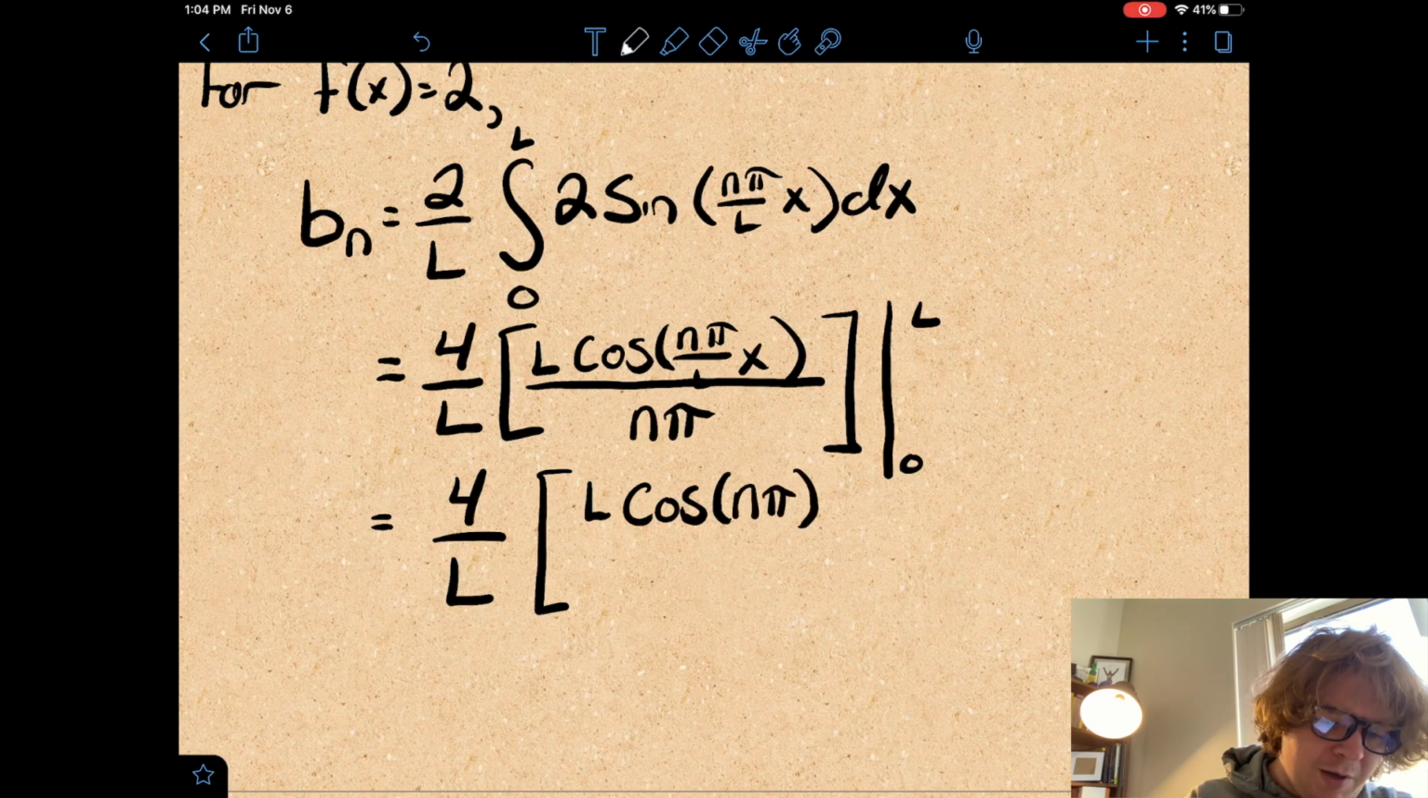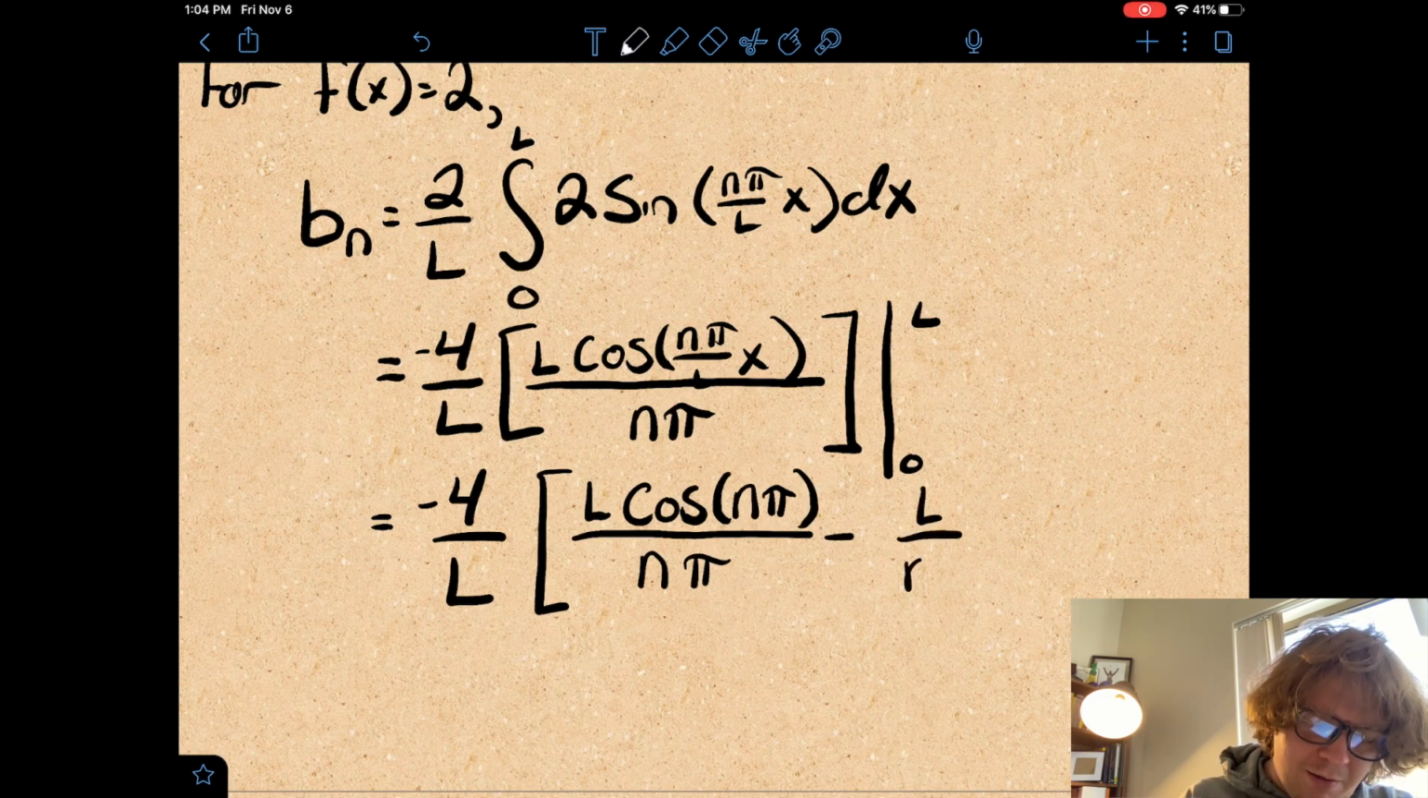Sorry, I made a mistake. When we integrate sine, we get a negative cosine. So let's bring that negative sign out front. And that's going to be over n pi. And then from here, we're going to subtract off what we get when we plug in 0. Well, that's going to be a minus L over n pi.